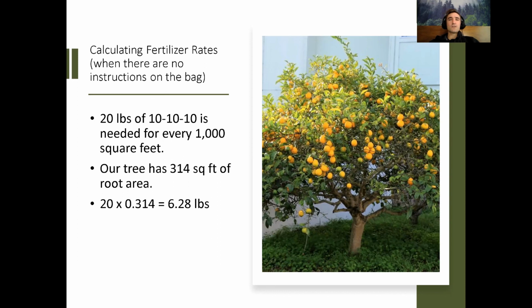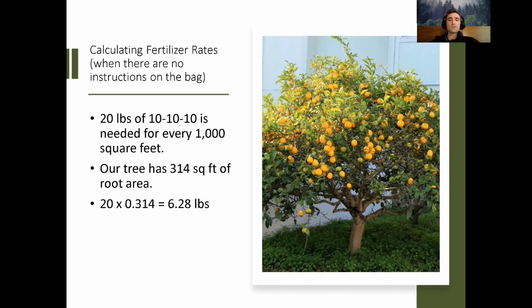Sometimes when you're not sure whether you should multiply or divide, I recommend try to think about it logically. We know we need 20 pounds in 1,000 square feet. 314 square feet is about 1/3 of 1,000 square feet. So we're going to need about 1/3 of 20 pounds, which is 6.28. And so when in doubt, just double check your math by asking yourself logically, does this make sense?